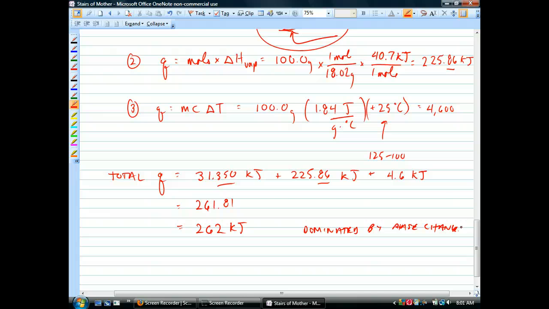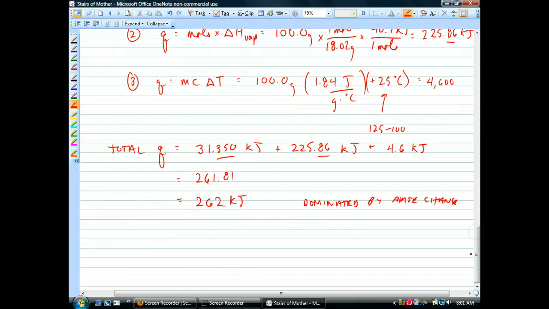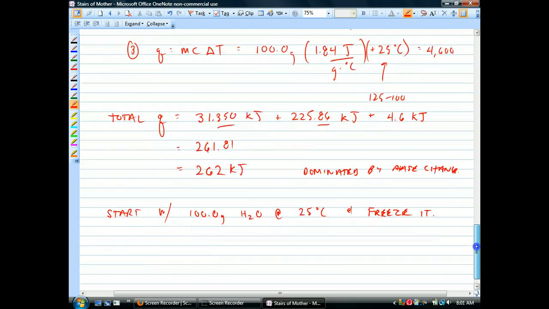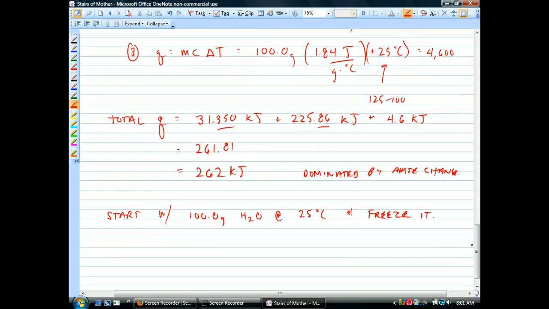I want to show you one more quick example. How about going backwards? So start with 100 grams of water at 25 degrees C and freeze it. Start with 100 grams of water at 25 degrees C and freeze it.